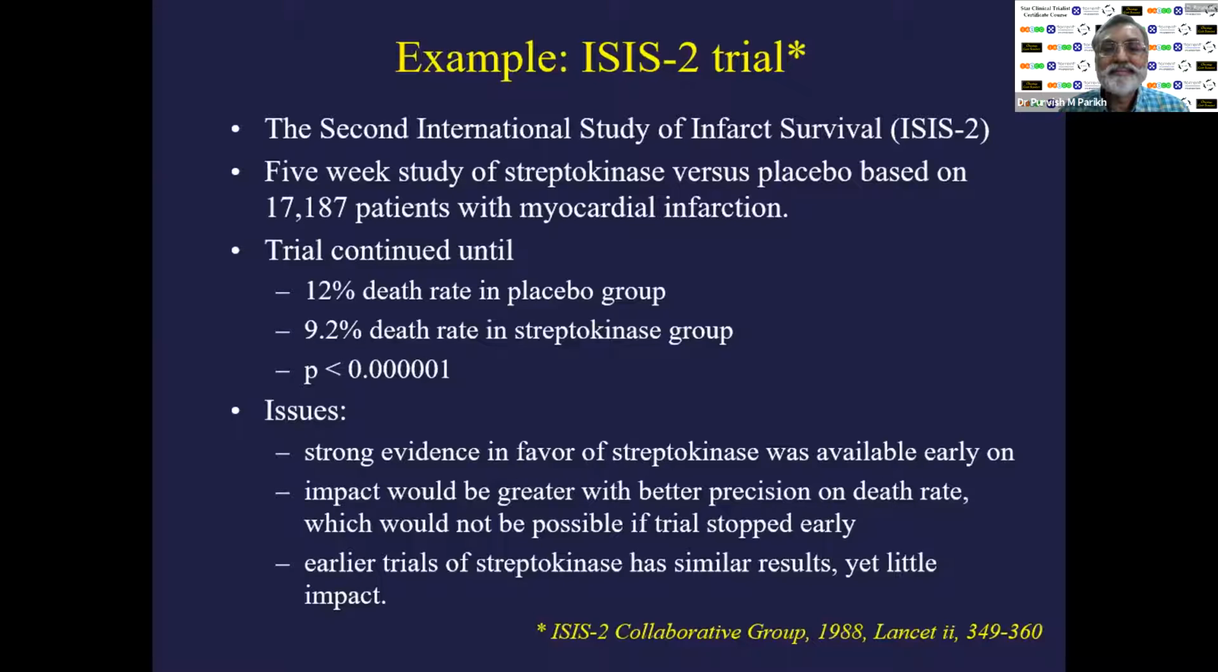And finally, this was a practice-changing study because of its sample size and because of the precision of its results. Earlier studies of streptokinase had shown similar results and yet had little impact because they were either stopped early, they had smaller sample sizes, and therefore their results were not as precise as this particular study.